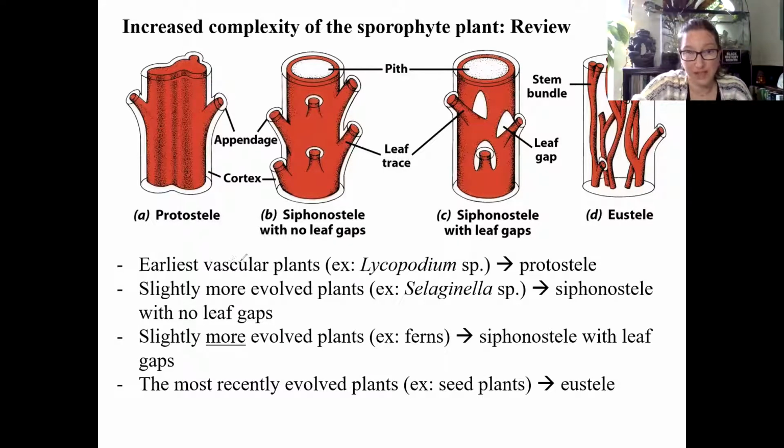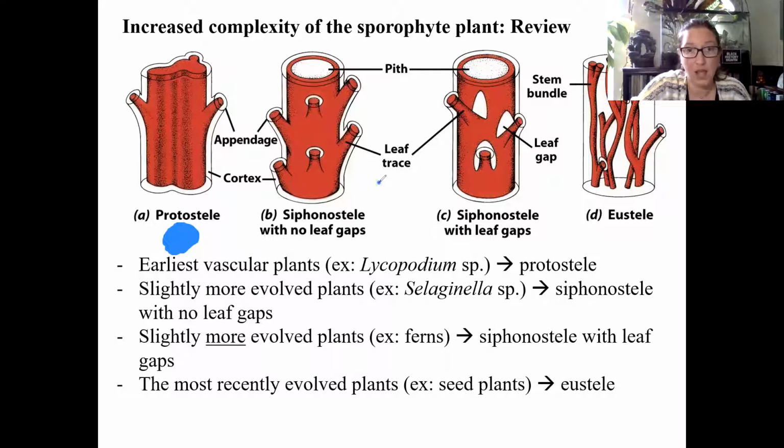The earliest vascular plants, Lycopodium, for example, had a protostele. Here is a protostele. I'm going to draw it. It's a solid tube that in there would have your xylem and your phloem inside of that solid tube. That's a protostele. Slightly more evolved plants, examples Selaginella, have a siphonostele with no leaf gaps.